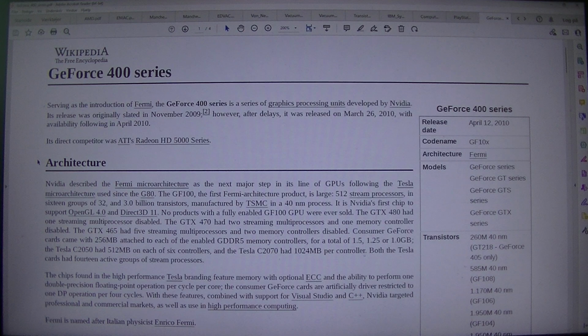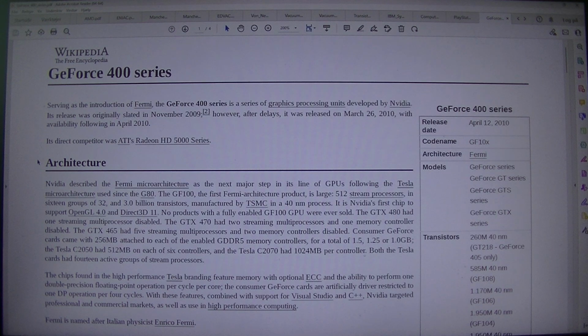Unsupported. Serving as the introduction of Fermi, the GeForce 400 series is a series of graphics processing units developed by Nvidia. Its release was originally slated for November 2009. However, after delays, it was released on the 26th of March, 2010, with availability following in April 2010. Its direct competitor was ATI's Radeon HD 5000 series.